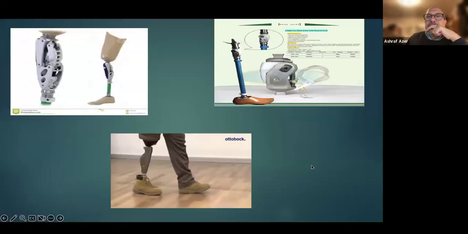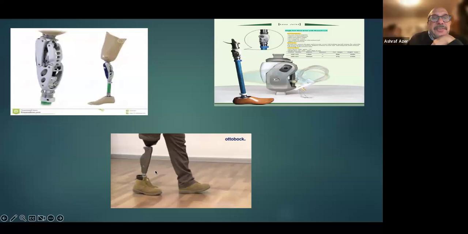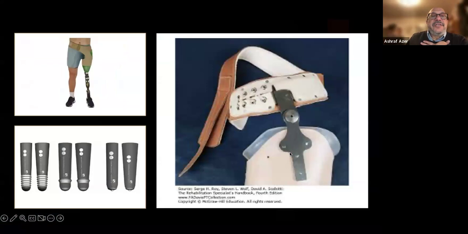So what's the difference between fixed and free? Fixed moves in the swing phase as one entity, doesn't bend with you. Free bends with you when you do the swing phase. And by the way, if you see this shape, this is a microprocessor knee, computerized knee. What type is not your level now.